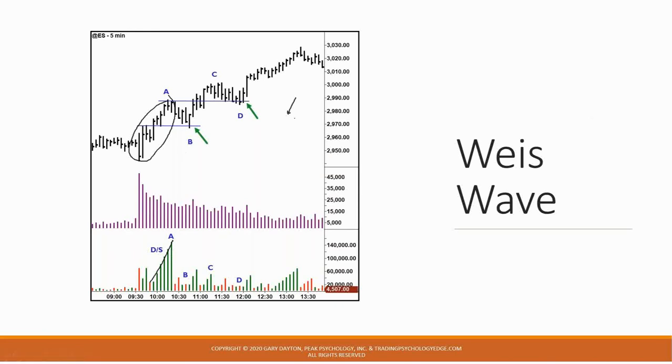We get a pullback here into support, this little shelf of support here and here. It's kind of a minor axis line. We get the key reversal. Now you had a key reversal in here too. I would have bought that. In fact, I did buy this and got stopped out and then rebought it again. Not really a big deal, but look at how nicely the Weiss wave shows no supply there. Hard to read that here. Much harder to read that here.